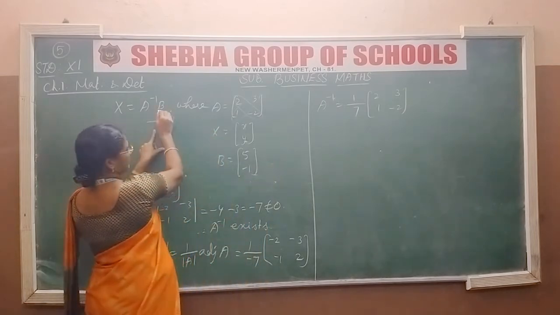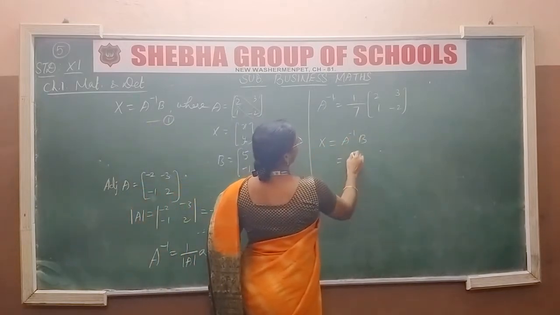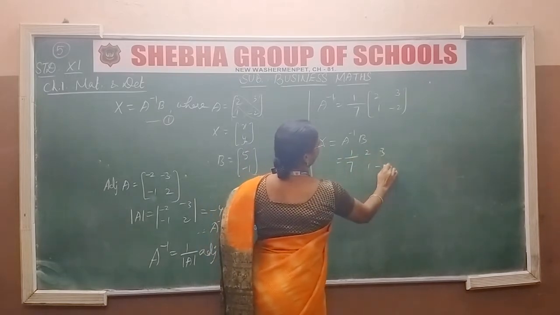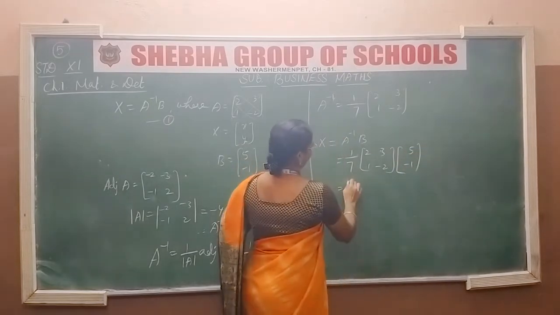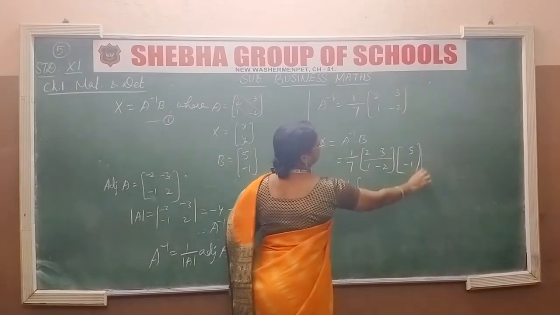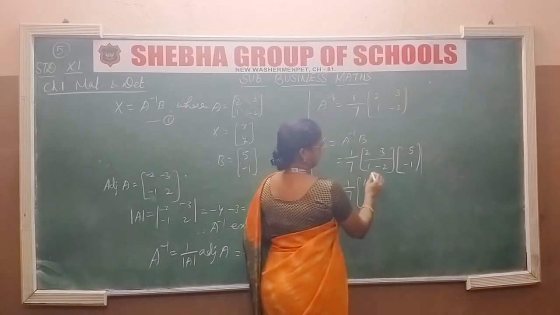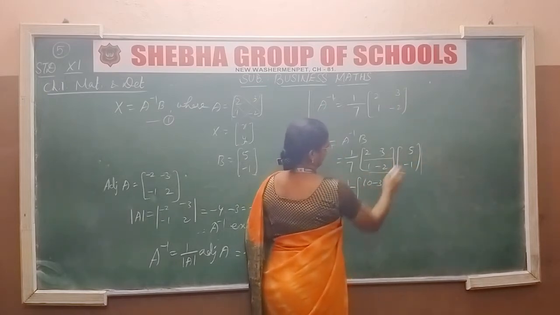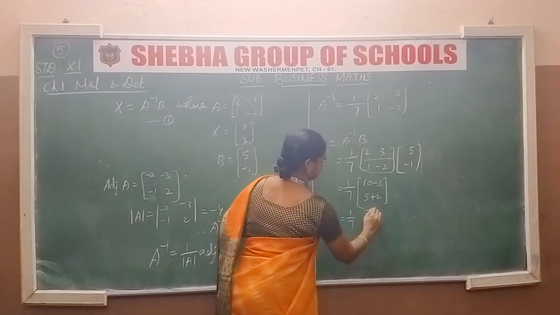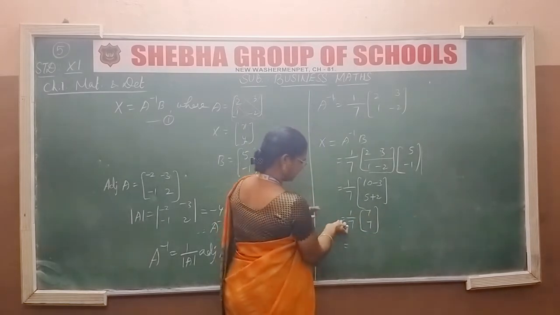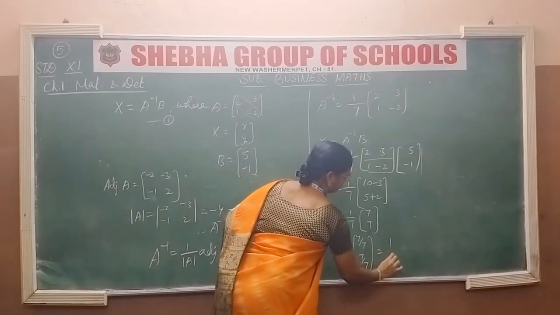Next, substituting in this equation, we get x is equal to A inverse B. So A inverse is 1 by 7, 2, 3, 1, minus 2 into B, which is 5, sorry, minus 1. Multiplying, take the first row and first column: we get 5 twos are 10, minus 3. Next, take the second row with the same column: 5, minus, plus 2. So we get 7, 7. Taking this 1 by 7 inside, we get 7 by 7, 7 by 7.